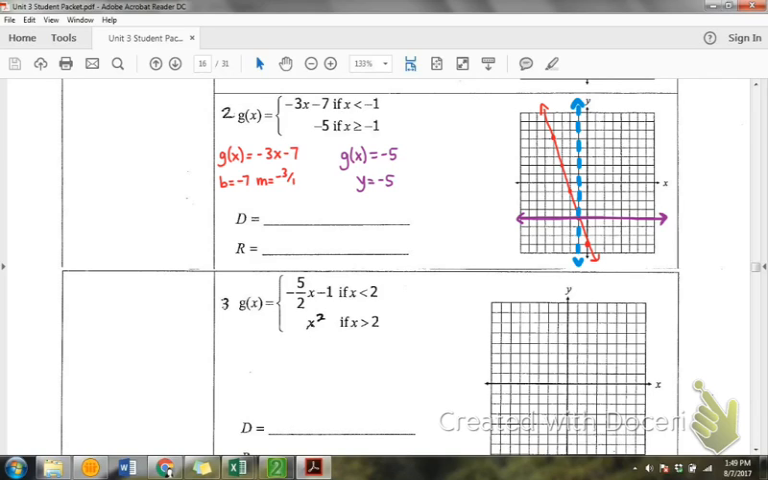It says I want everything that is less than negative 1. So which direction is less than negative 1? To the left or to the right? To the left, right? So I want to keep everything that is to the left of that line, which means I'm erasing down here. Agreed? Everyone see that?